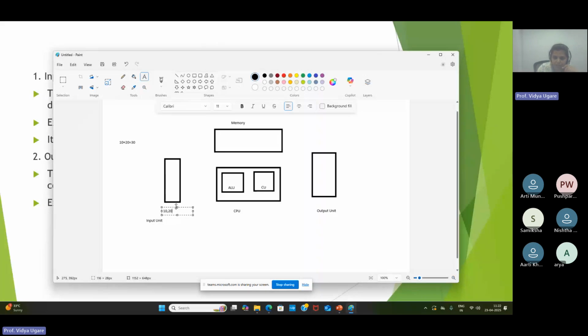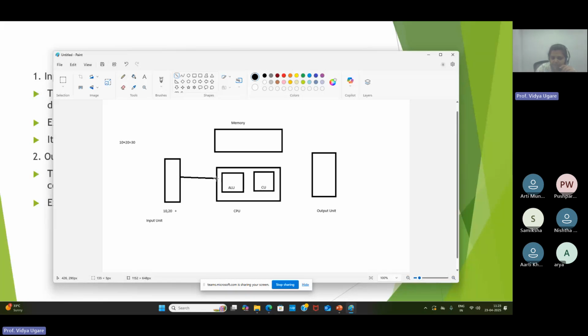I want to give these numbers to the computer, and along with this I am also going to give one instruction to the computer, that 10 and 20 are the data on which this instruction needs to be performed. This is my data, this is my instruction. What exactly do I want to do with this data? I want to add these two numbers. So these are the inputs that we give from this input unit to the CPU.